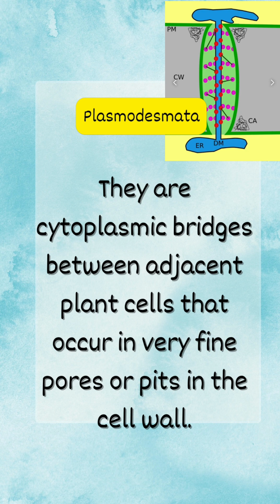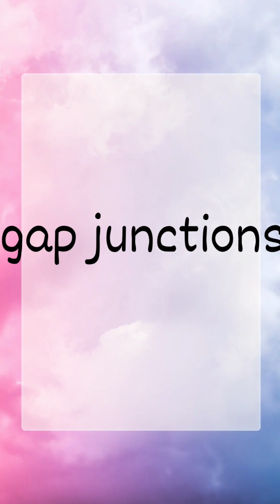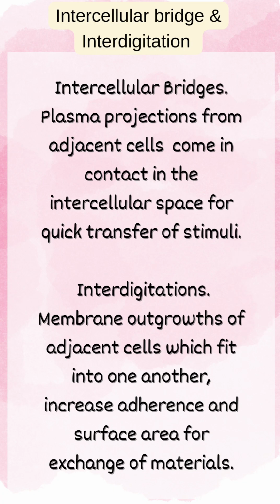If we see a gap junction, there is a fine hydrophilic channel formed by special protein cylinders of two adjacent cells. If we see intercellular bridges and interdigitations, the intercellular bridges consist of plasma projections from adjacent cells, which come in contact with the intercellular spaces for the transfer of stimulus. Intercellular interdigitations are membrane outgrowths of adjacent cells that fit into one another, increasing adhesion and surface for exchange of material.